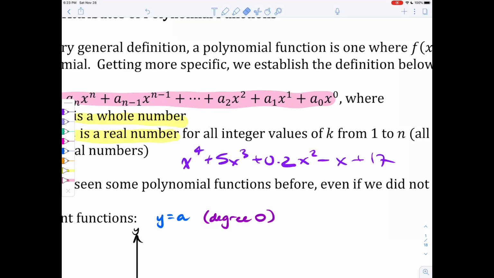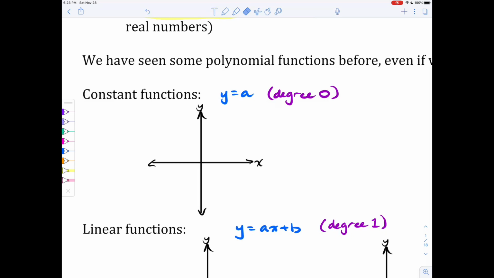How does my eraser not work? There we go. For example, constant functions. A constant function you would have first been introduced to perhaps in grade 10 maybe? And that's where it's just a horizontal line. So y equals a is the general form of that. And it's just a horizontal line. This has a degree of 0. The highest exponent on the independent variable is 0. You could say this is a times x to the 0, where x to the 0 is just the same thing as 1. So that's that.